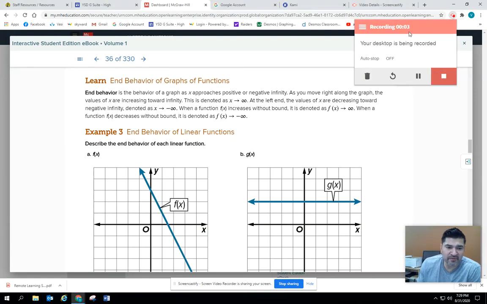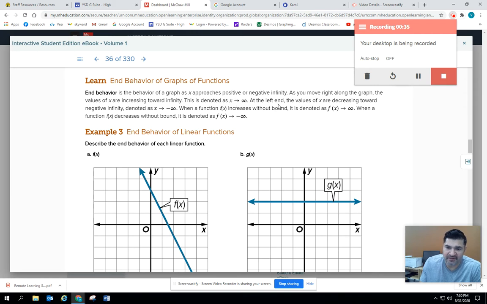Okay, and we are back with example number 3. We're going to talk about end behavior of graphs of functions. The end behavior is the behavior of a graph as x approaches positive or negative infinity. As you move right along the graph, the values of x are increasing towards infinity. This is denoted as x approaches infinity. Okay? So this arrow sign means approach.